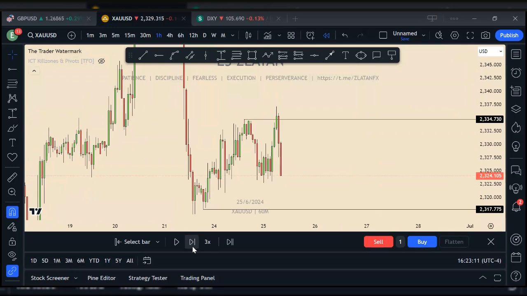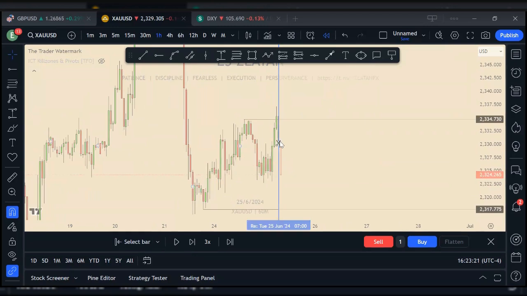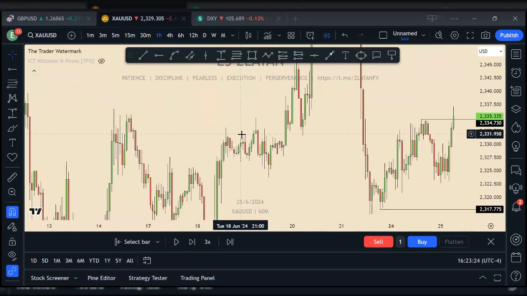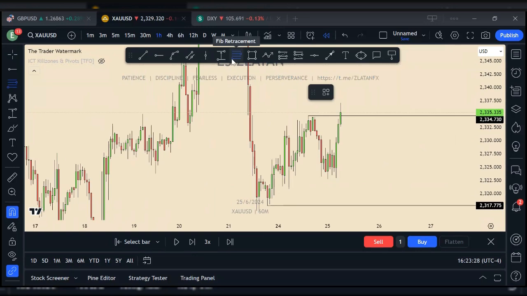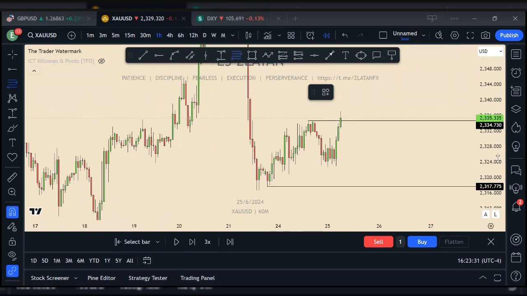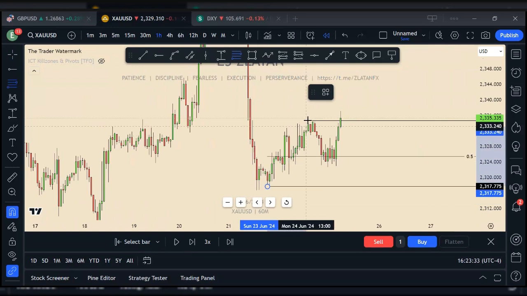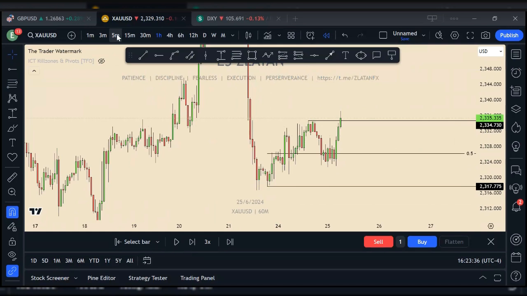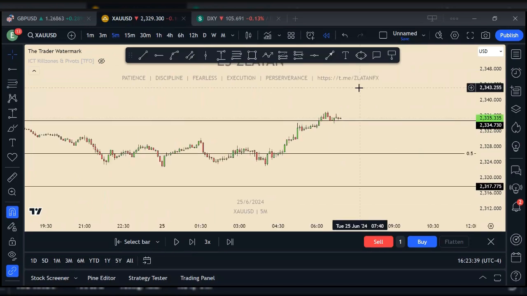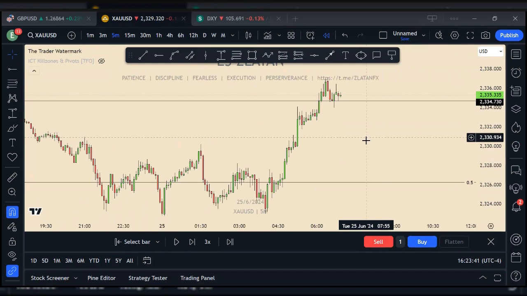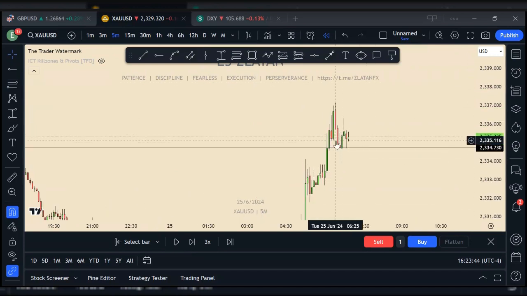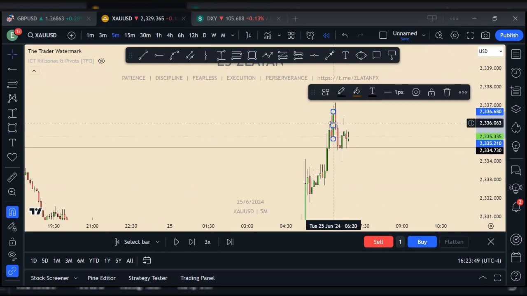Now one side has been taken, right? So the moment they go to that high, that's the high of Monday, remember you want to take the 50% of the range. So that's my 50%. Now I'm going down to the 5 minute chart. I'm looking for change in state of delivery on the 5 minutes. This one looks good. It has an order block to it. That's your entry right there.